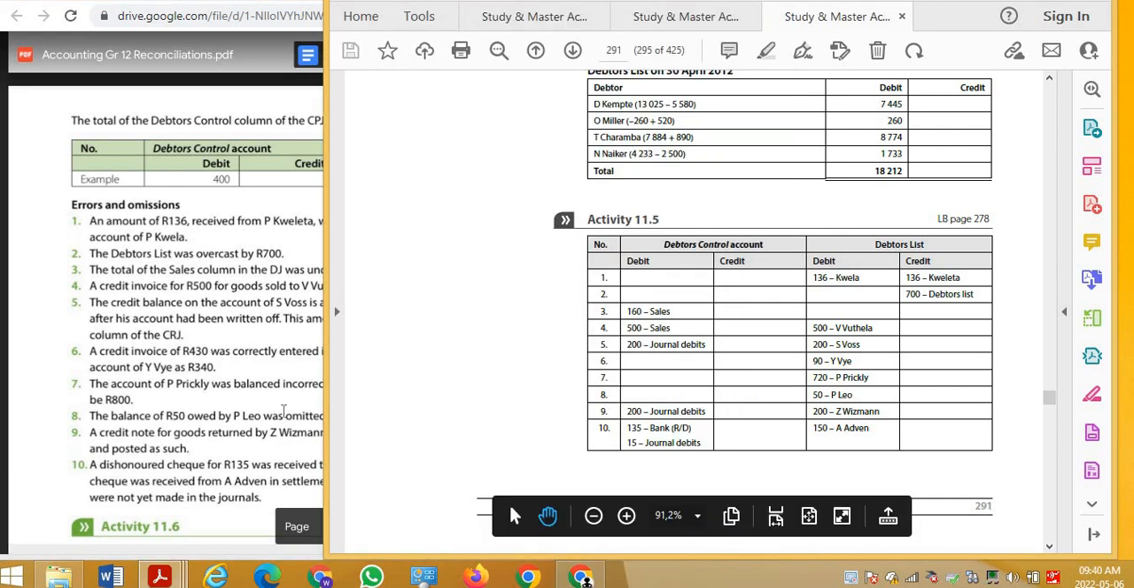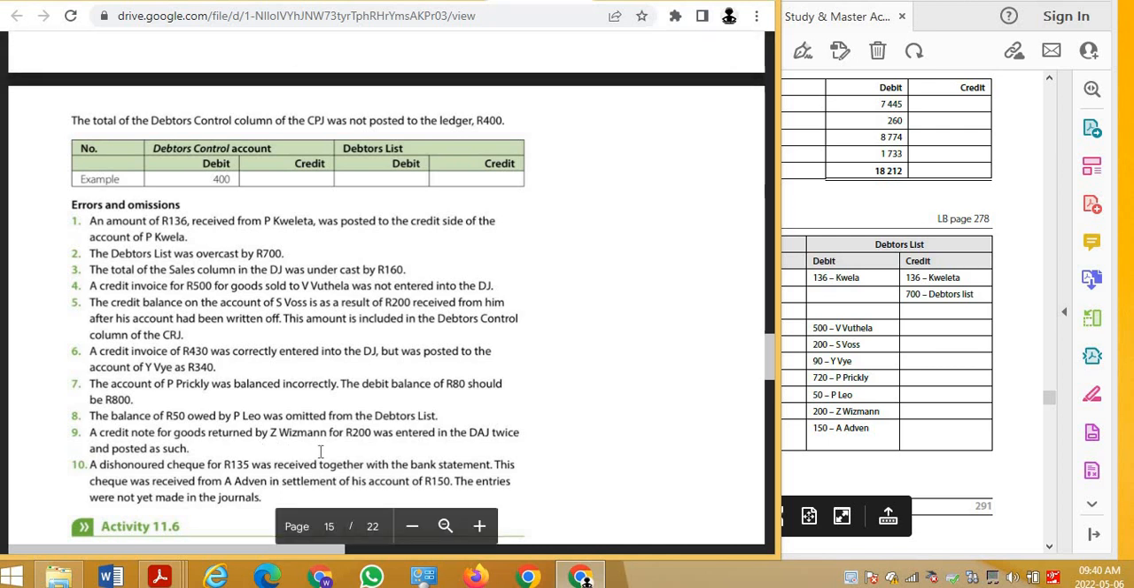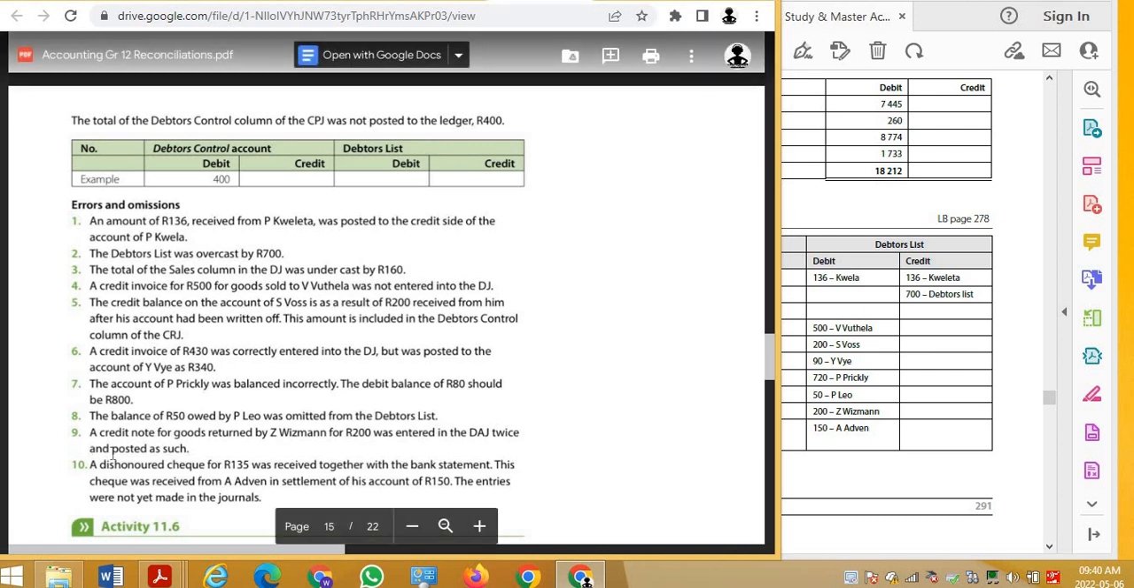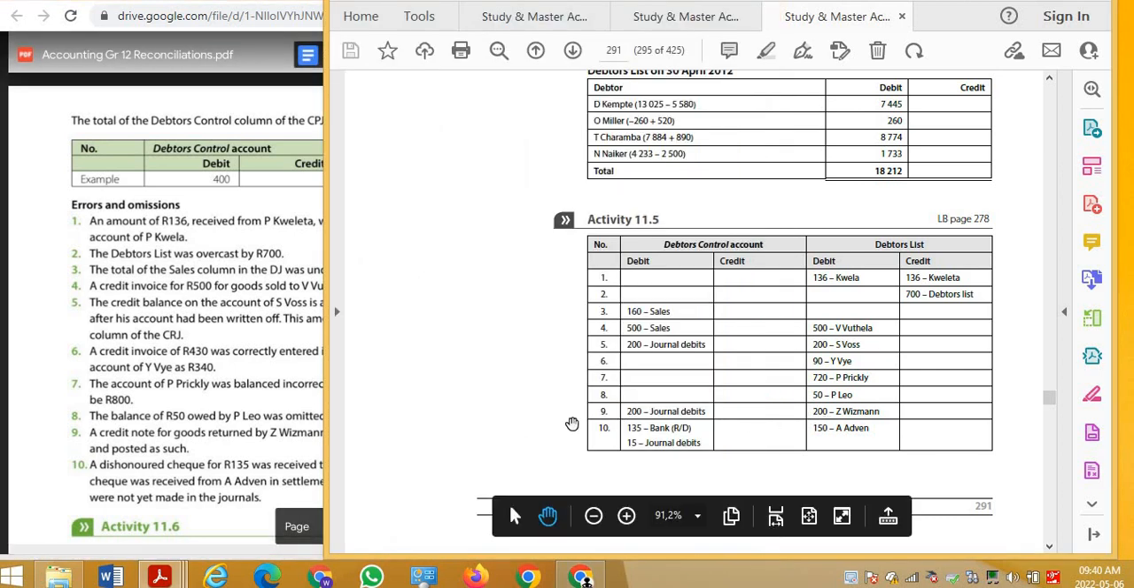There we go. A credit note for goods returned by Wiseman for 200 Rand was entered into the debtors allowance journal twice and posted as such. There we go. You start your life off in the journal. If the journal is wrong, the first transaction is wrong, it's going to affect everybody. Therefore, it's going to be 200 Rand in the opposite direction.